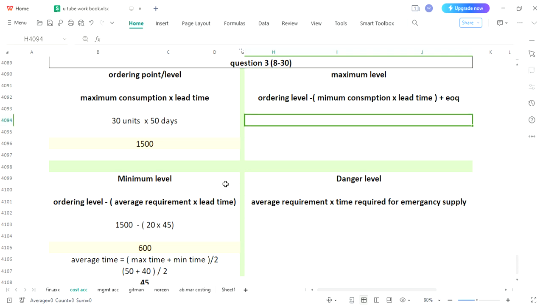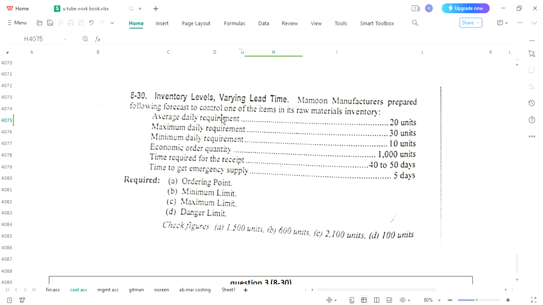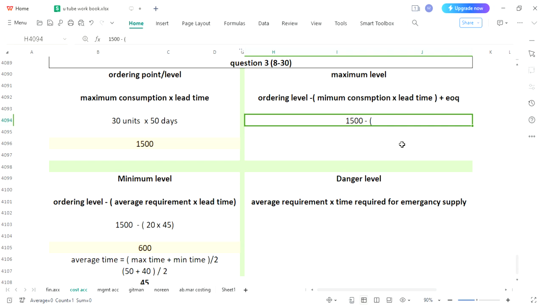For that you need to put ordering level. Ordering level has already been calculated, and that is 1500. You need to subtract, start your bracket. Please follow this formula. And then you need minimum consumption. Go back to the question and you can see minimum daily requirement is given over here, which is 10. So you can put here 10, and according to the formula we need to put multiply with what? Lead time. And again you will have to be careful.